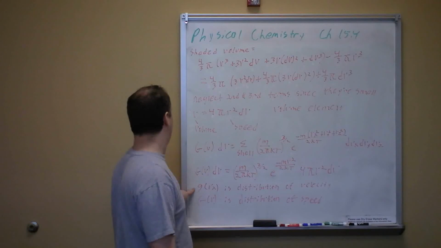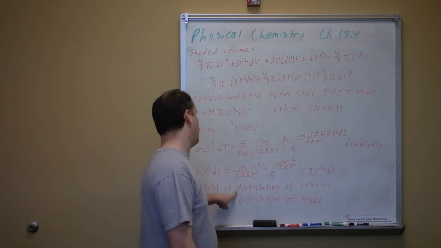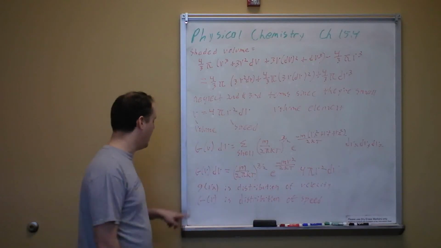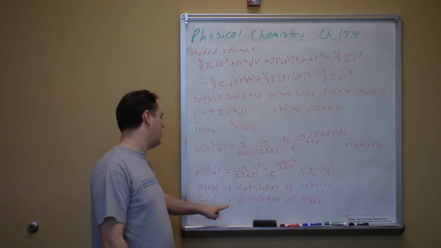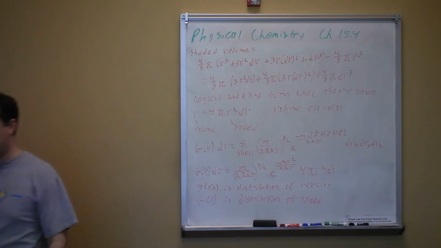We just substituted it right in, and we get 4 pi v squared dv. Just remember, I mentioned this before, lowercase g of the x component of velocity is a distribution function for velocity. Now our capital G of v that we just found, that's our distribution function for speed, which is what we want.